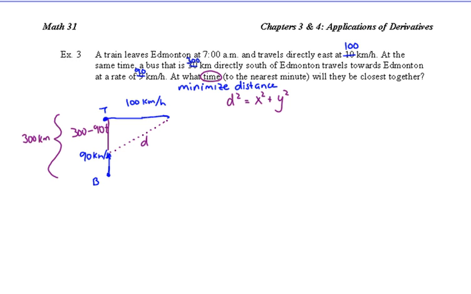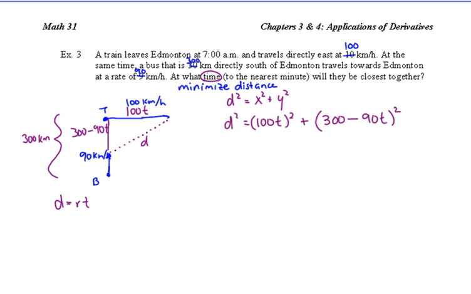This distance here, what would that be? 100t, your rate times your time. So now do we have a relationship? Yep. So remember, distance equals rate times time. That's what we're using. D squared equals x squared, I don't know which one's x, doesn't matter. 100t, sure, horizontal, squared, plus y is 300 minus 90t, squared.